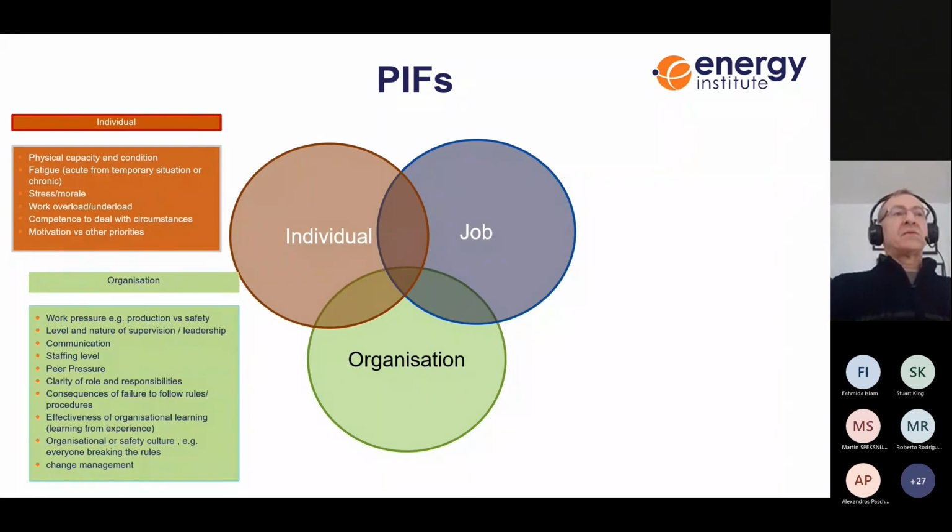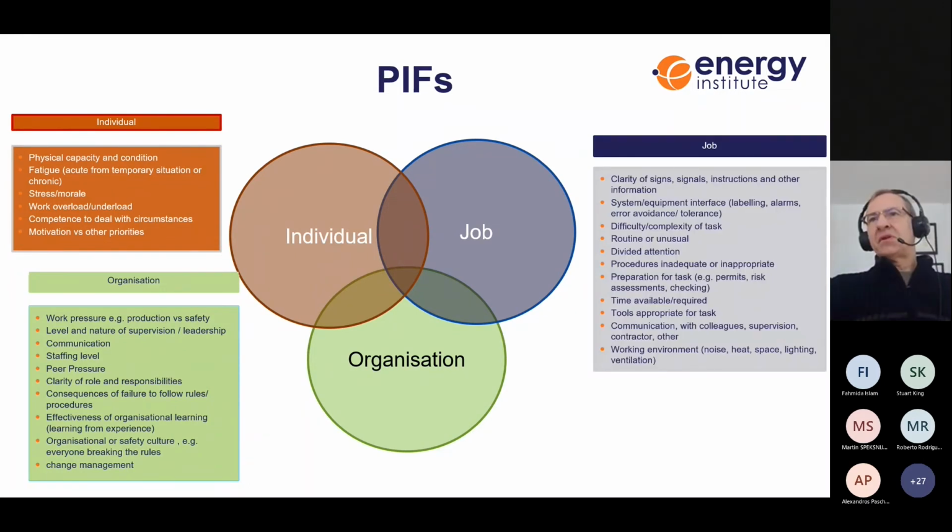We've got organizational factors: the staffing levels, peer pressure, culture, clarity of roles and responsibilities. Then the job: how complex and difficult are the tasks? Are they routine, or unusual and infrequent? How much time do you have to perform the tasks? How good is the interface, the instructions? Now, there are many other checklists of PIFs, but here's an authoritative, well-recognized one, which you use when you're auditing and evaluating a task, as a checklist to guide your assessment of that task.